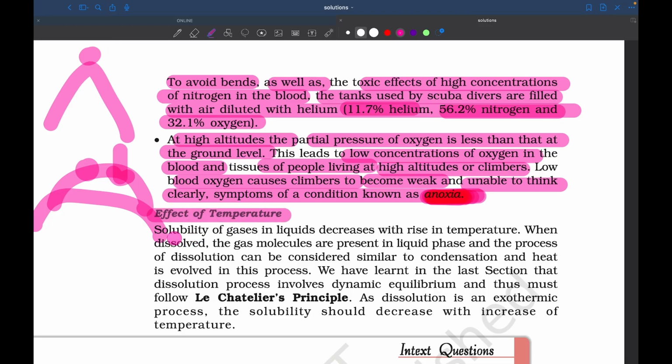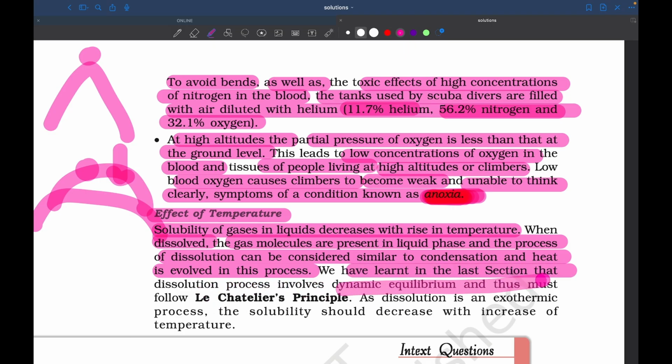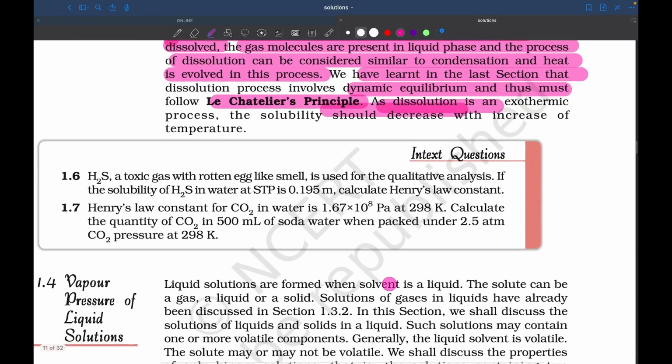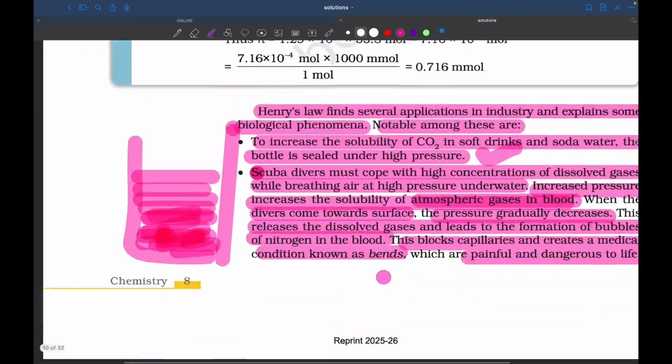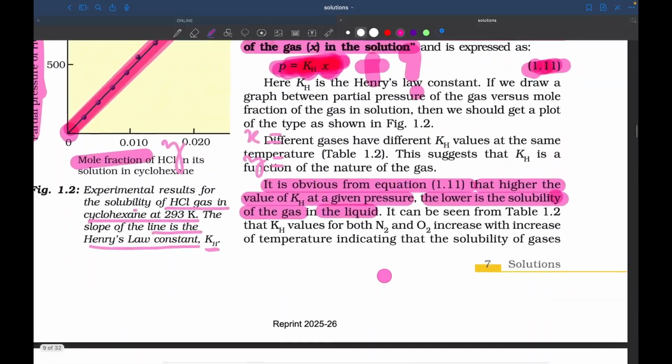Next, effect of temperature is mentioned here. The solubility of a gas in a liquid decreases with raising temperature, right? So, decreases with raising temperature. When dissolved, the gas molecules are present in liquid phase and the process of dissolution can be considered similar to condensation, and heat is evolved in this process. We have learnt this last dissolved process involves dynamic equilibrium, thus it must follow Le Chatelier's principle. So this is our Henry's law constant.